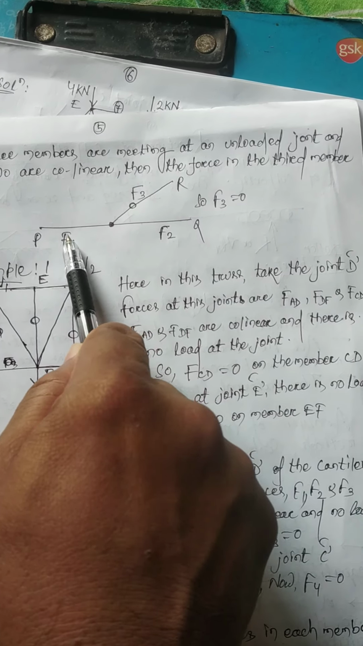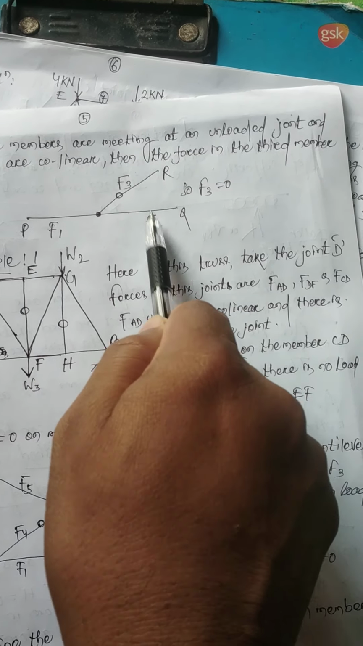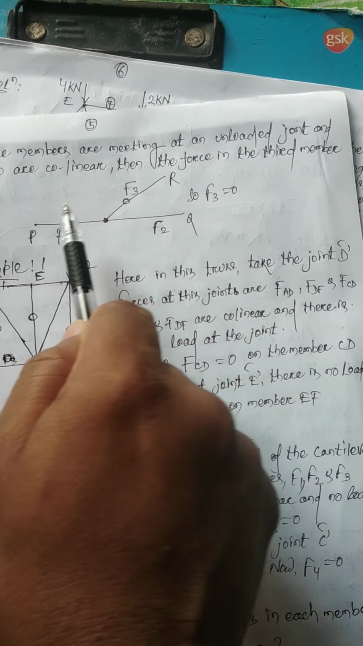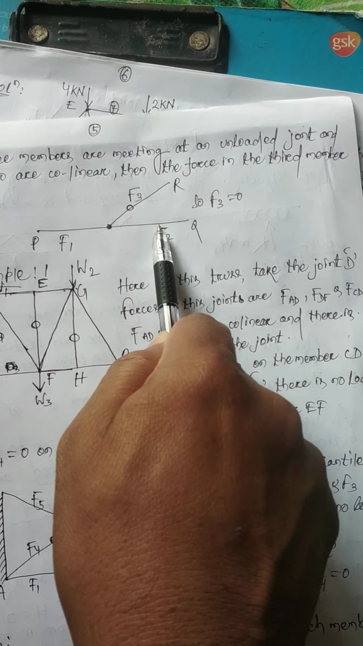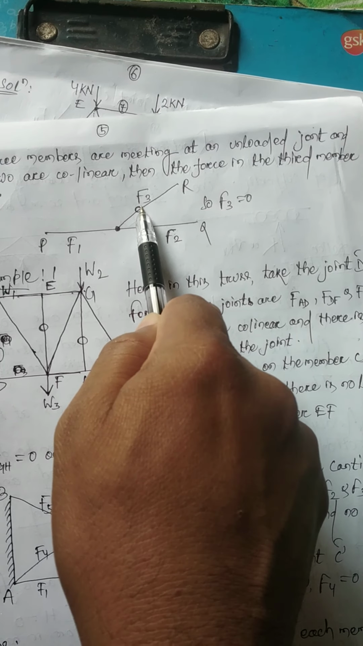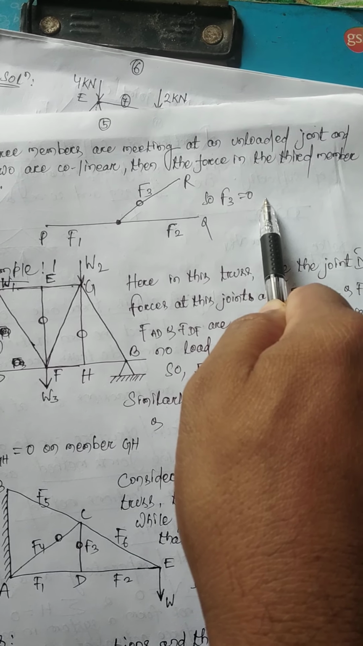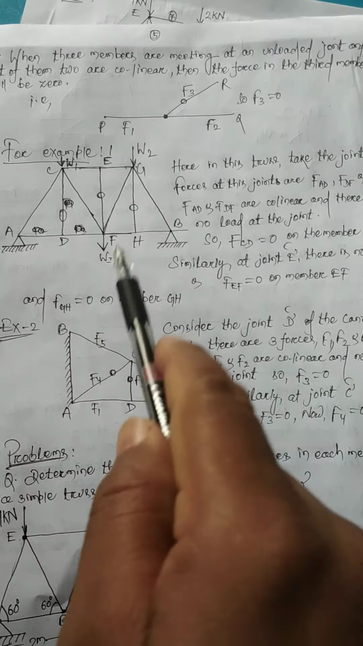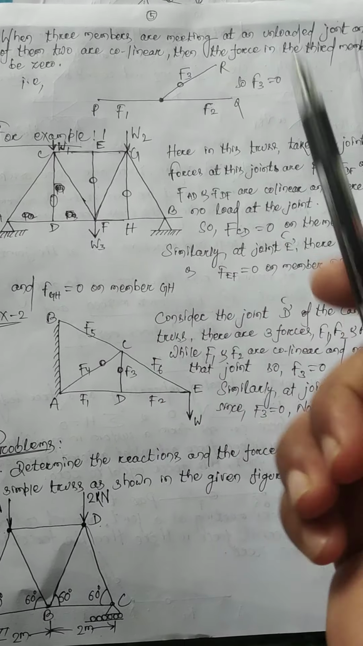Now this is F1, this is F2 and F3. See, this F1 and F2 are collinear. Collinear means these two forces are acting in a straight line. So what will happen? Now we will consider that this third force is equal to 0. Okay, now we will discuss two examples of how we will analyze the different forces.